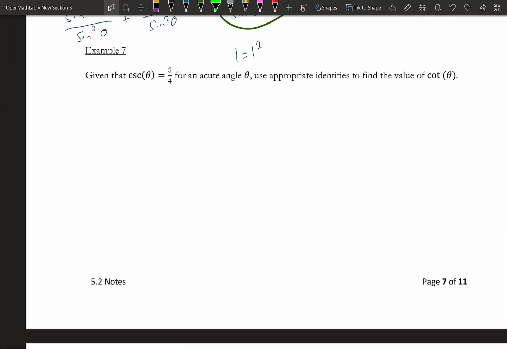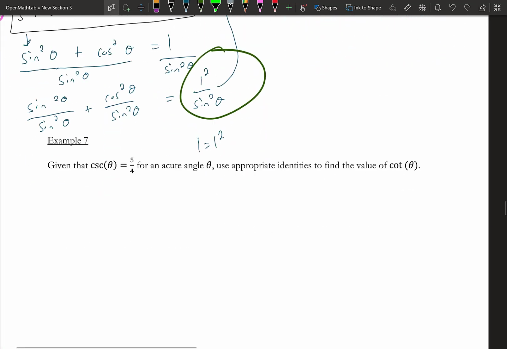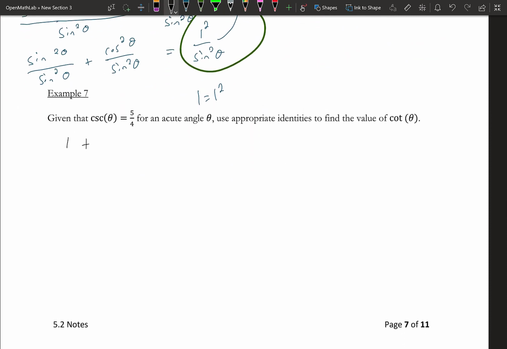All right, so let's see. Now ready for example 7. We're given that cosecant of theta equals 5/4 for an acute angle theta. Use the appropriate identities to find the value of cotangent theta. So we're given cosecant, and we want to find cotangent. So I need to use an identity that involves them both. The one that involves them both is, I think, the second one that we dealt with, cotangent and cosecant. So we want to use the idea that 1 plus cotangent squared theta equals cosecant squared theta.